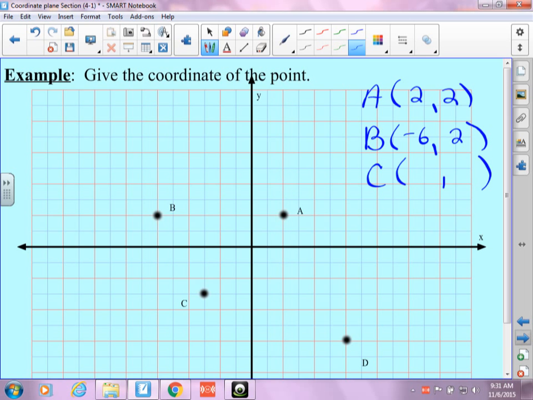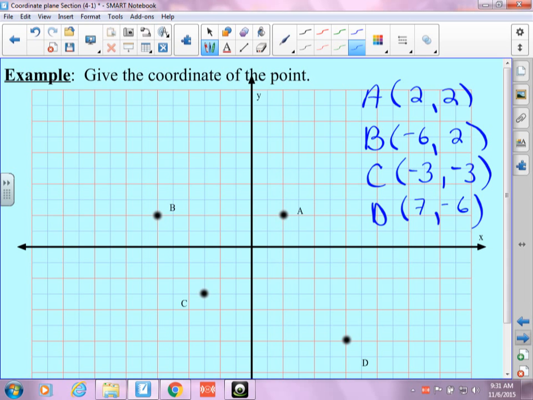What would be the order here for C? Good. Negative 3, comma, negative 3. And then finally D. 7, negative 6. So I went over.